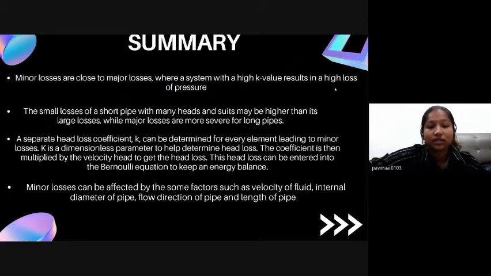The energy losses arise when the friction force between the fluid particles and the pipe wall is created by an incompressible fluid flow. The kinetic energy is then transferred into heat energy, which cannot be converted back, so it is known as energy loss. Therefore, minor losses can be affected by factors such as velocity of the fluid, internal diameter of pipe, flow direction of pipe, and the length of the pipe. Next slide.